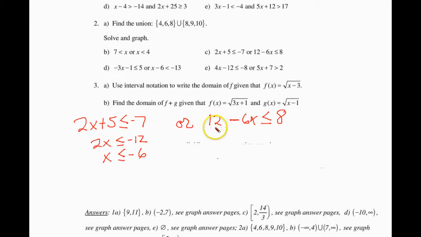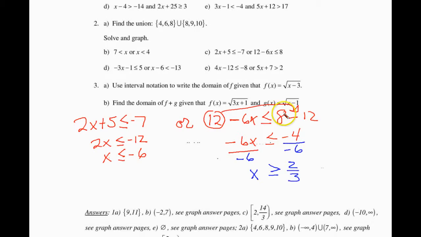All right, now for this one, there are 2 ways to do it, because I'm going to eventually have to divide by a negative 6. In fact, I'll do it that way, just to show you. So this 12 goes to the other side as a negative 12. So I now get negative 6x is less than or equal to, this is going to be a negative 4. So on this side, it becomes a negative 12. 8 minus 12 is a negative 4.